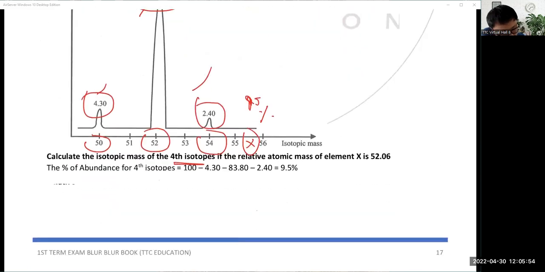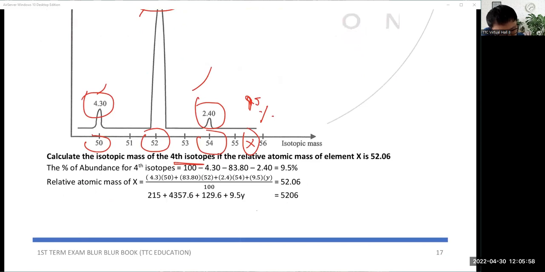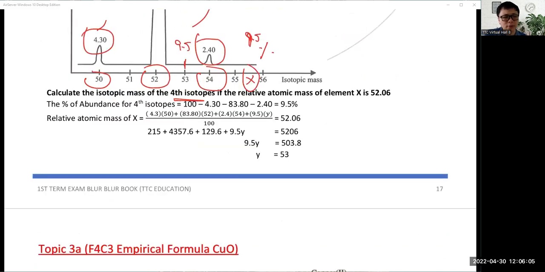So now you take everything and multiply together, then 9.5% times Y, then you get your Y is equal to 53. So the mass is here, 9.5. It's very similar to those mathematical questions.